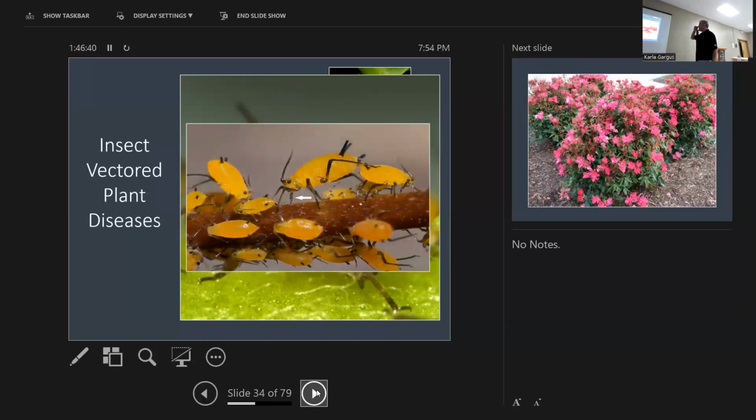Here's a bunch of these aphids. There again, there's the mouthpart sticking into the plant, and they're able to insert their stylet inside of that plant and get a lot of plant juice.